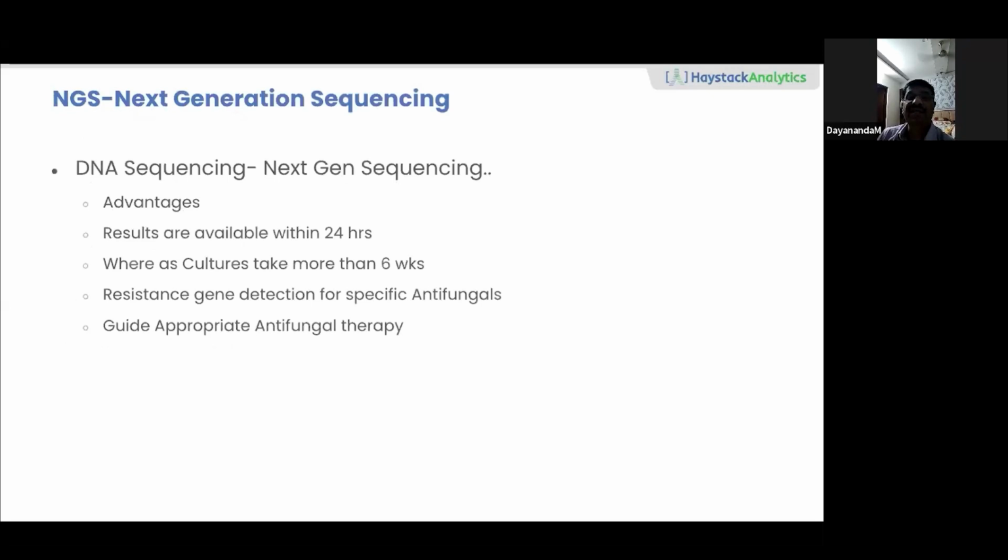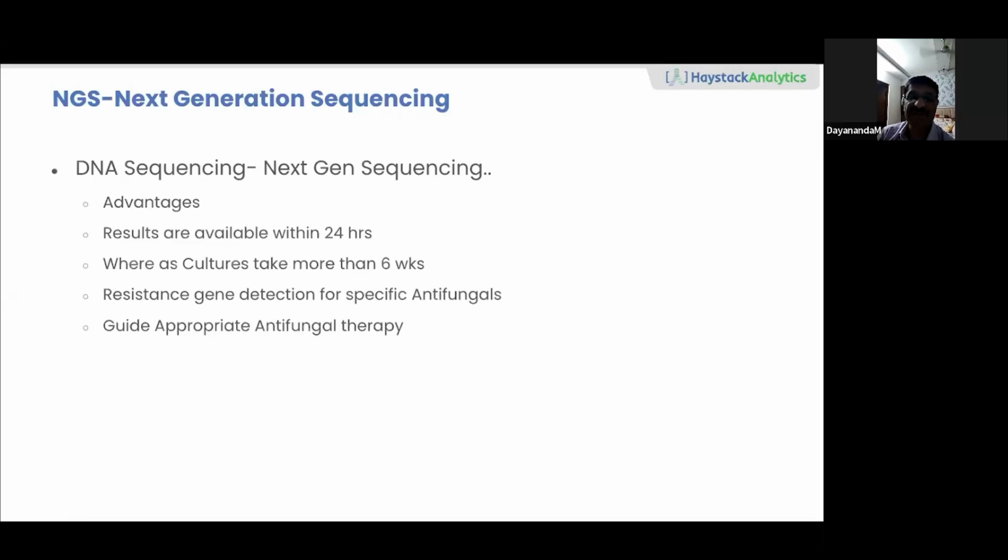And the last and final test is where even the American Society of Infectious Diseases recommends going for molecular testing. One of them is NGS, or next-generation sequencing. All these years, non-availability was a major problem in our Indian scenario, thanks to Haystack. They have brought this test so that we can get our reports very early, rather than waiting for 4 to 6 weeks for the fungal cultures to turn positive.